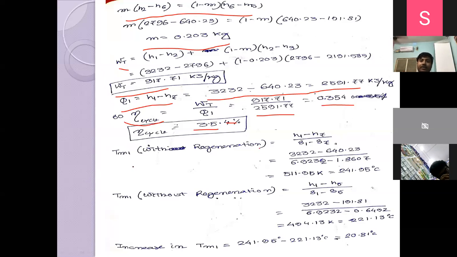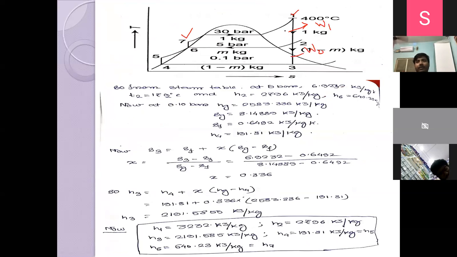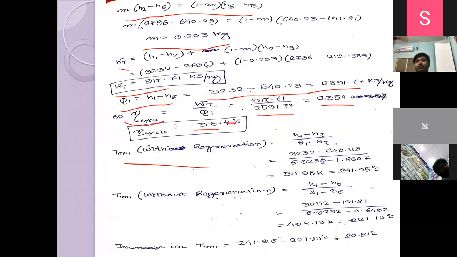Now we'll find out the TM1, meaning the mean effective temperature of heat addition with regeneration and without regeneration. So the formula with regeneration will be H1 minus H7 by S1 minus S7. We have all the values. H1 value is 3232, H7 value is given, S1 and S7 values are all given. So we will get the value as 241.95 degrees centigrade.